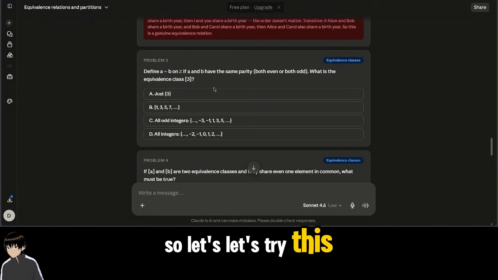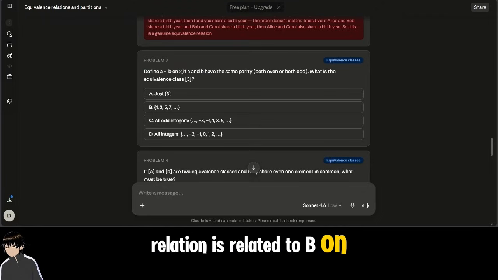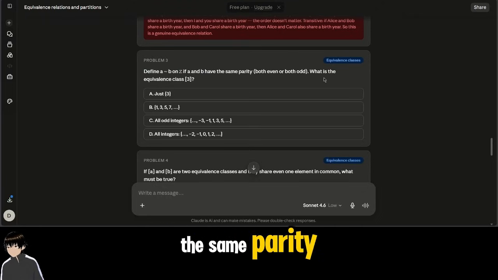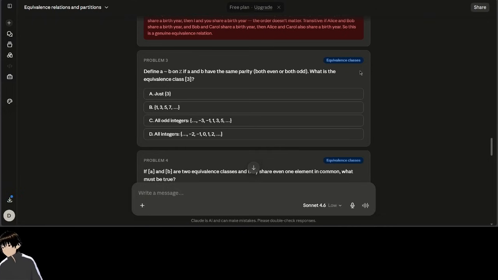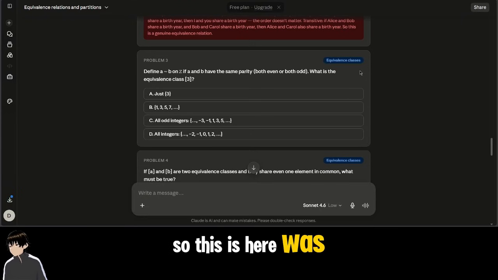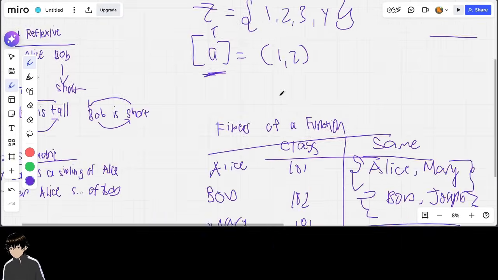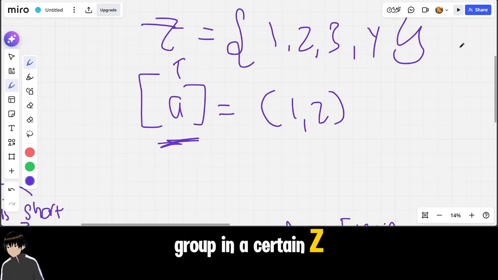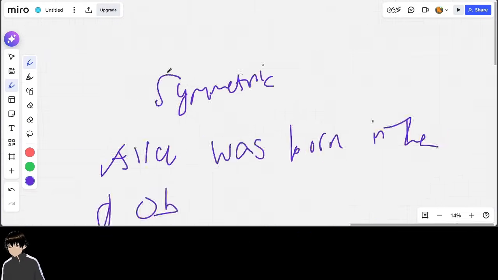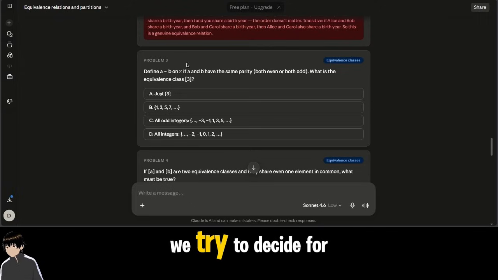So let's try this next problem. Define A is related to B on Z if A and B have the same parity, both even or both odd. What is the equivalence class of 3? We're going back to equivalence class. An equivalence class is basically just a group in a certain set. So let's try to decipher the question here.